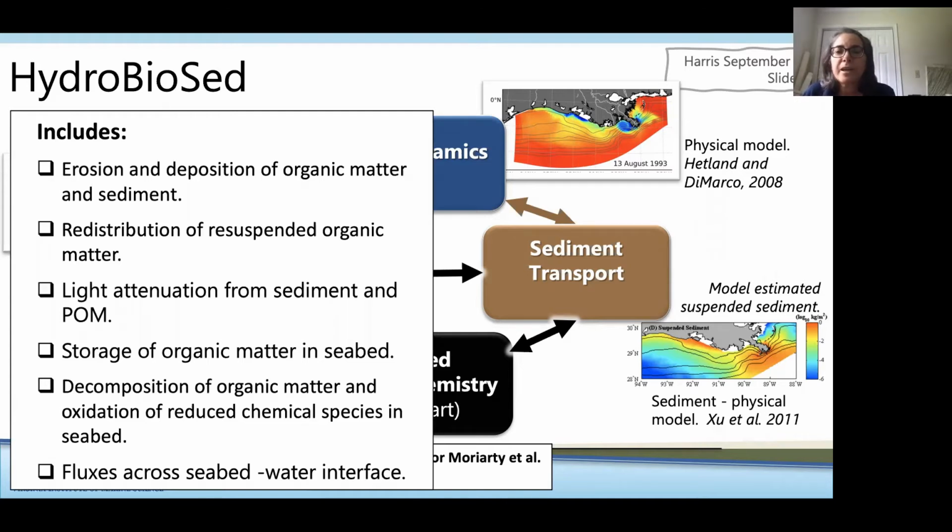And then once the organic matter does settle to the bed, it can be stored there, buried there and remineralized in the seabed. The decomposition of organic matter and oxidation of reduced chemical species are incorporated in the seabed so that the model can build up anoxic pore water. And then when we have an erosion event, that anoxic pore water can be re-injected up into the water column. So it accounts for fluxes across the seabed water interface, both as a diffusive flux and also as an episodic flux when we have a resuspension or a deposition event.